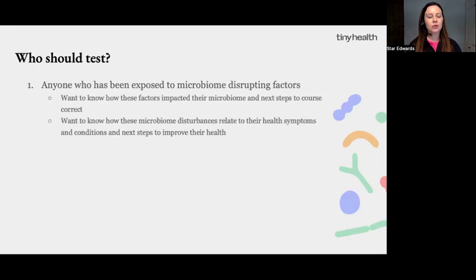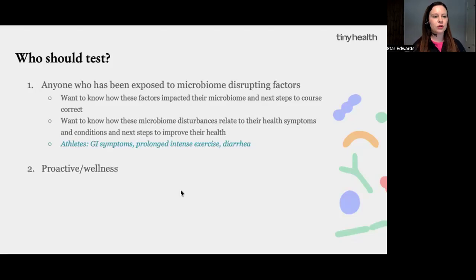We can take it a step further, and perhaps it's your clients who know they've been exposed to these microbiome disrupting factors, but they're also having specific health symptoms and conditions, and they want to know how their gut and the microbiome is impacting the symptoms and conditions, and the next steps they can take to improve their microbiome in an effort to improve those overall health symptoms and conditions. For your athletes, it's going to be great for the athletes that have had GI symptoms like constipation, diarrhea, or have been exposed to prolonged intense exercise, or maybe even your golfers who have been exposed to a lot of pesticides, or your athletes who travel a lot.